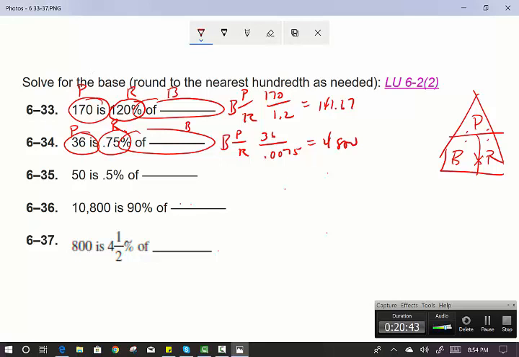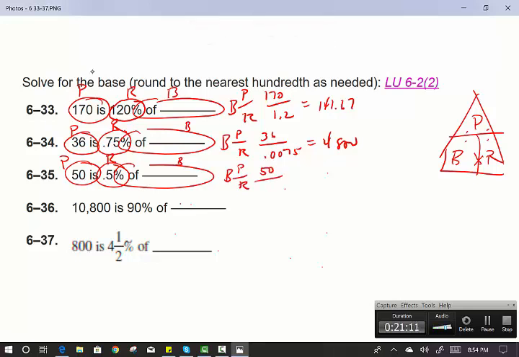Okay, number 35. Another question very similar to that. We can easily identify the rate because of the number associated with the percent sign. So there's your rate. The number that follows percent of is your base. The number associated with is or equal is your part. So again, we're solving for the base, which is equal to part divided by rate. So that's 50 divided by 0.005 after I move the decimal point 2 places to the left, and that will equal 10,000.